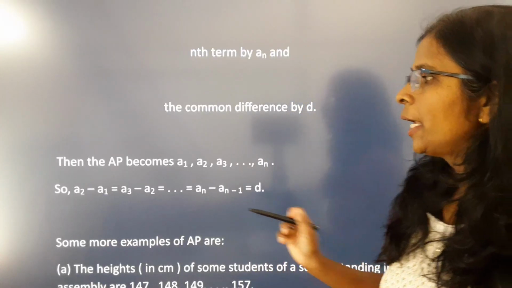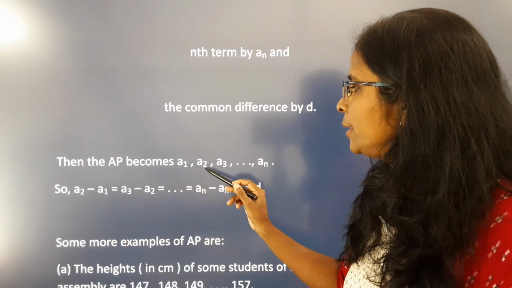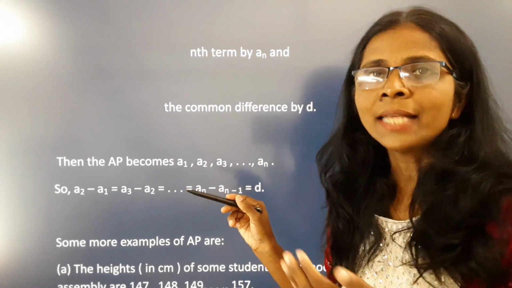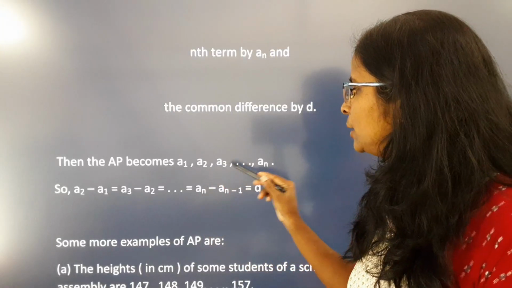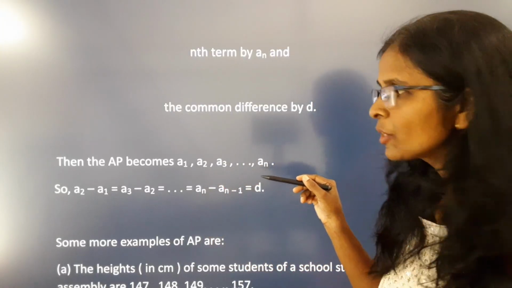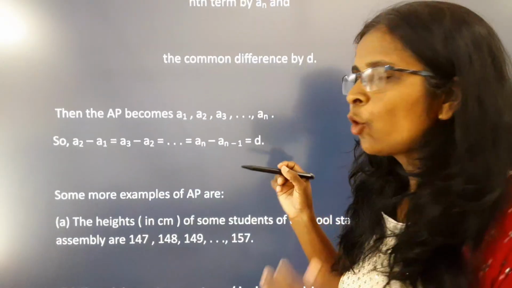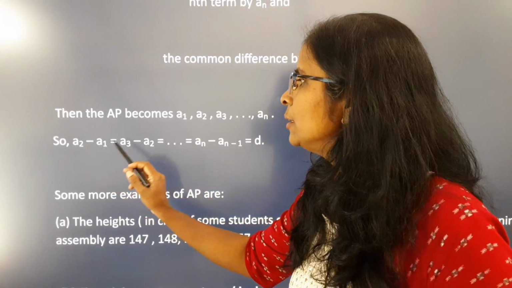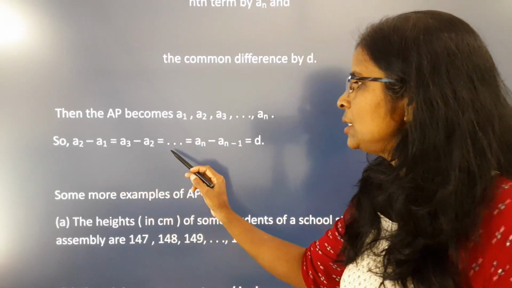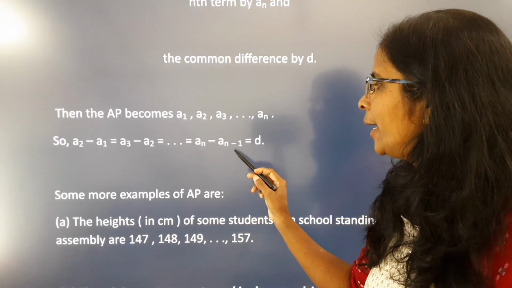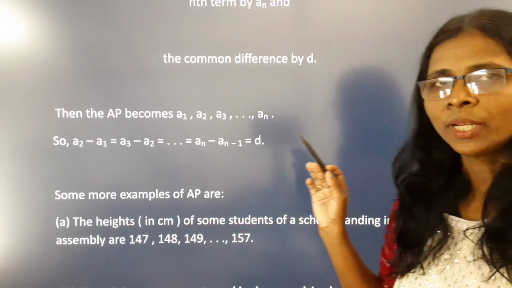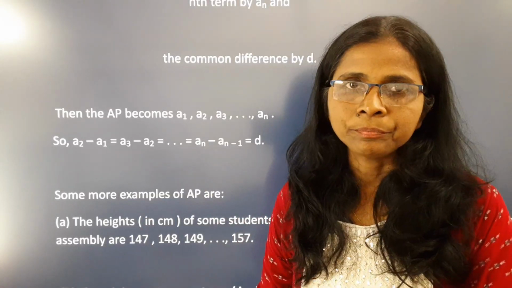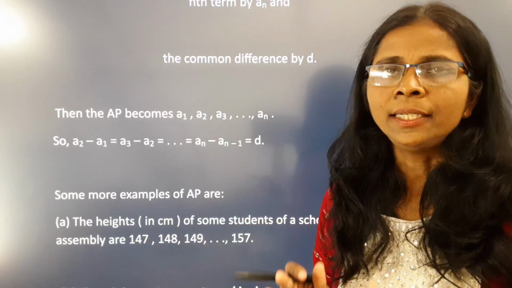Now the AP has first term a1, second term a2, third term a3, and the last term an. So we can write the AP this way: a1, a2, a3, ..., an. Here the common difference is the same, constant. So we get a2 minus a1 is equal to a3 minus a2, and so on, up to an minus a(n-1), is equal to d. This way we get the succeeding number. Now this is exactly an AP.